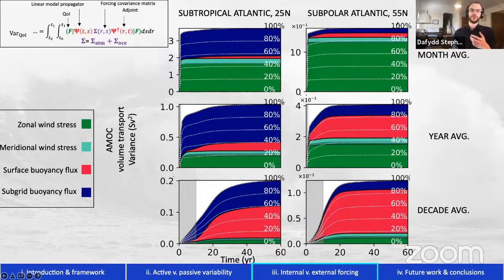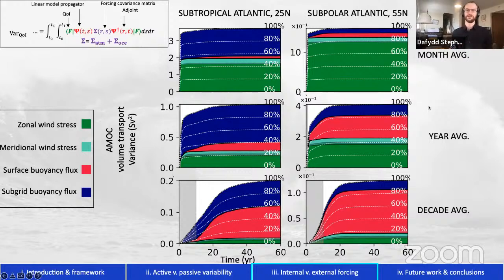So as before, these high frequency month-to-month fluctuations are predominantly wind forced, and these lower frequency decadal variations are predominantly surface buoyancy forced. But now we can see that there is a very minor role for mesoscale eddies, which contribute only up to about 20% of the total variability.